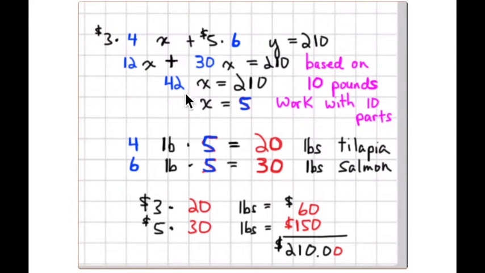So the average cost would be this $42 divided by 10 pounds, which would get us back to that $4.20 per pound. But let's just work with the $42. How many times can I go in and do that? That's 210 divided by that $42. I can do that 5 times. So I can buy 4 pounds of fish 5 times. That's my 20 pounds of tilapia. And I can buy 6 pounds of fish 5 times. That's my 30 pounds of salmon. And then the cost is going to be the $60 and the $150. So that's going to add to the $210.